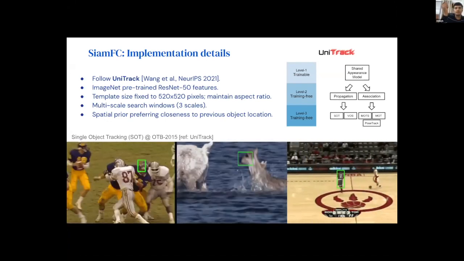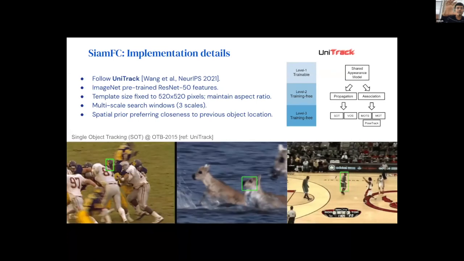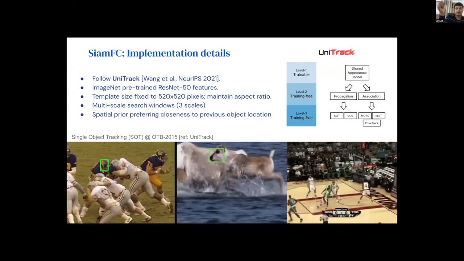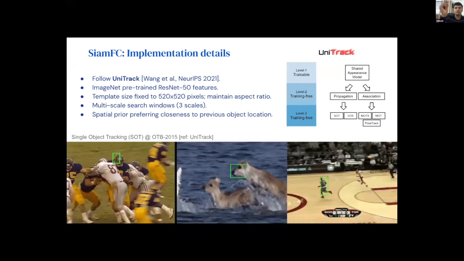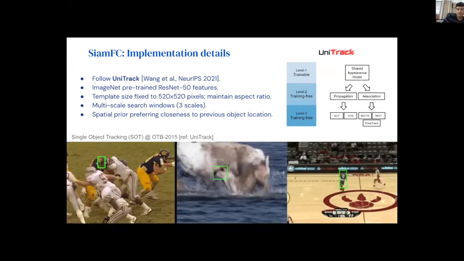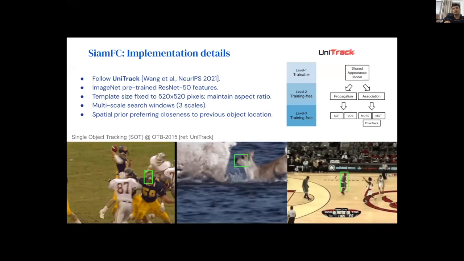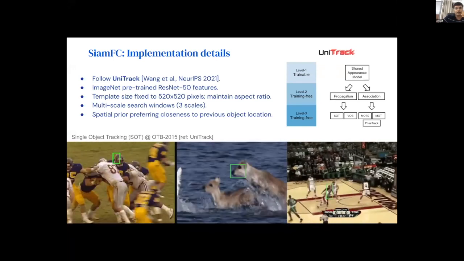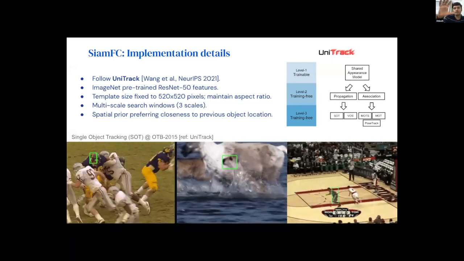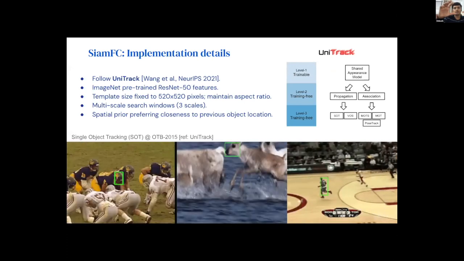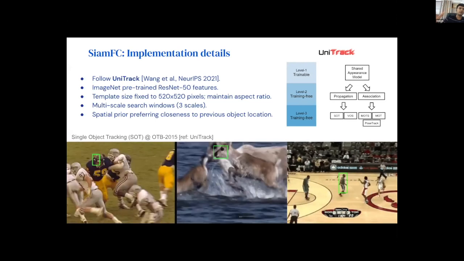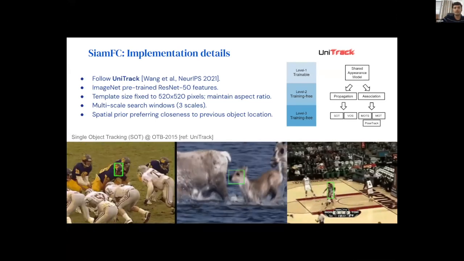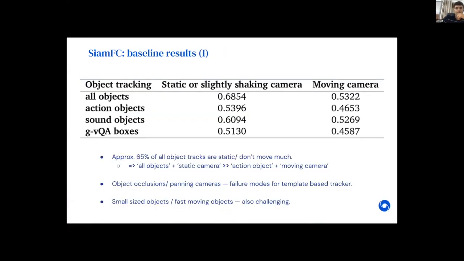One implementation detail is that we resized the template that we use to a 520 by 550 window, preserving the aspect ratio. And we do a multi-scale search over 3 scales. There's also a prior used in the algorithm, which prefers that the object doesn't move. So there's a cost on moving too far from the last location of the object.